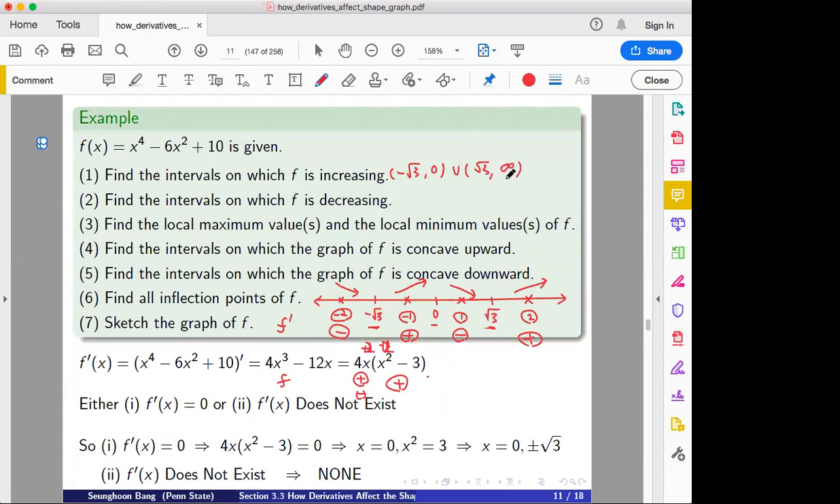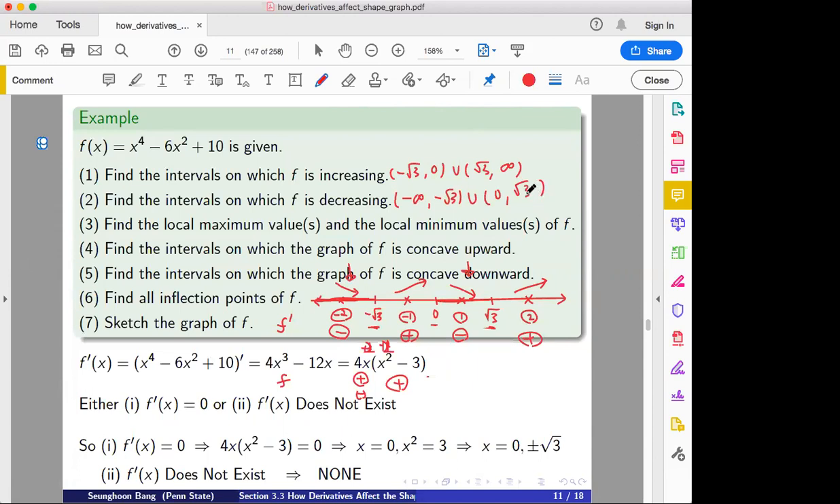The next one, the decreasing, which one? Here the graph is decreasing, this is decreasing, this is also decreasing. Decreasing is minus infinity to negative √3, and one more here, 0 to √3. This is the decreasing. So this is the whole idea.